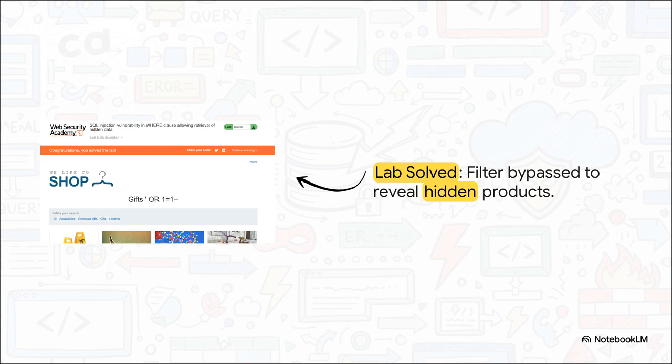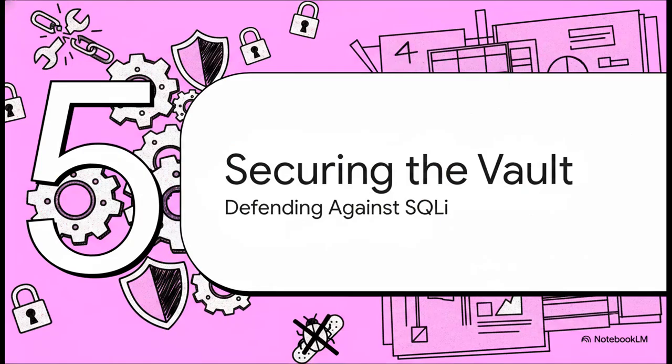You can even see the green lab solved banner pop up at the top. We've successfully manipulated the database into giving us unauthorized data. It's a massive security failure, literally executed in seconds. So we broke in, but as ethical learners, we really got to pivot from the mindset of a hacker to the mindset of a security architect. Let's move to section 5, securing the vault, defending against SQL injection.